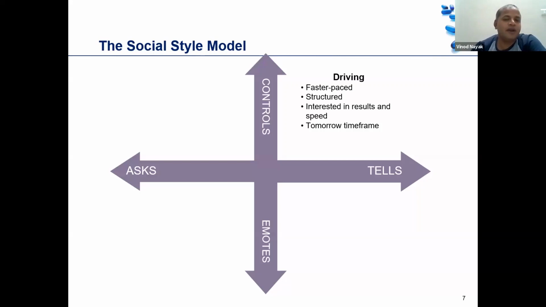The way they interact, their communication is very fast paced. They talk in a very structured way. They are interested in results and speed rather than quality. They talk about what needs to be done tomorrow and complete it. They're not the ones who wait for things, and they don't love to listen to no as an answer. So this is one type of people.